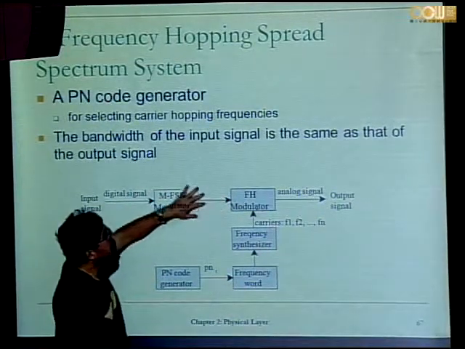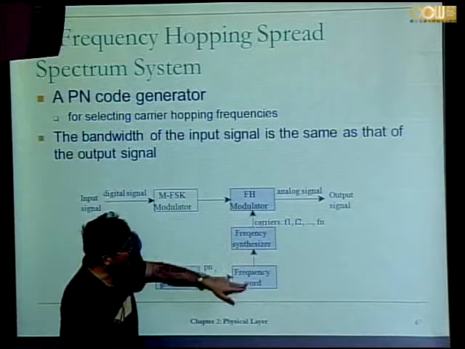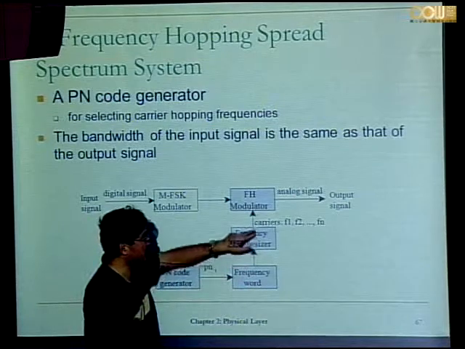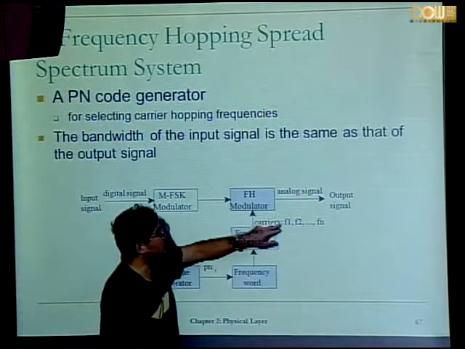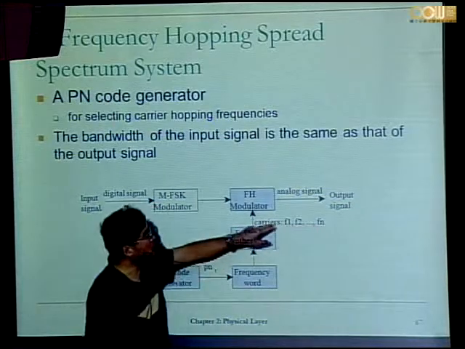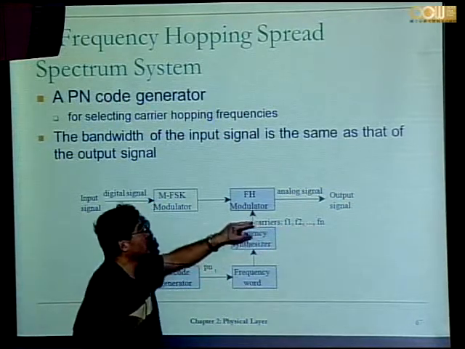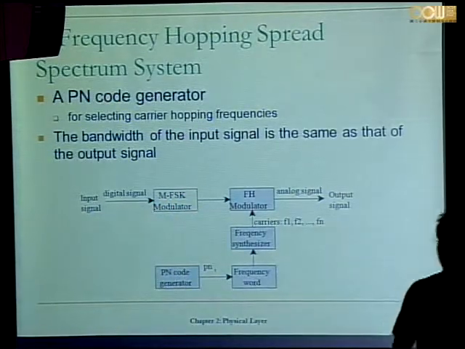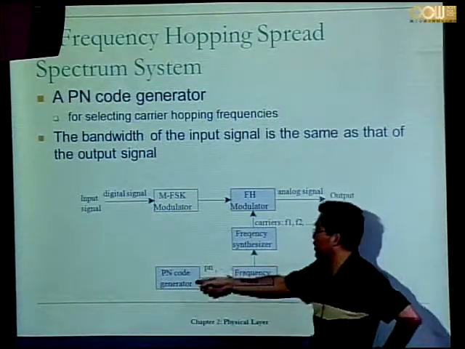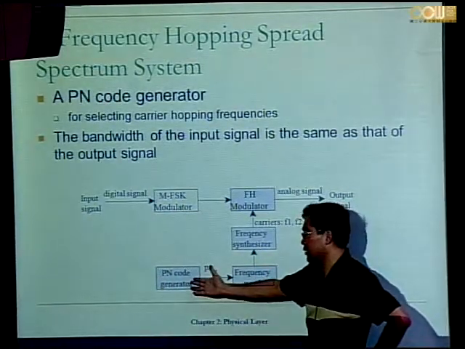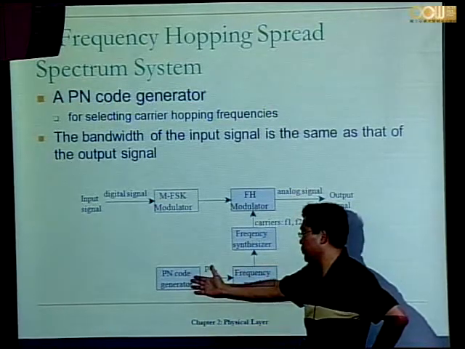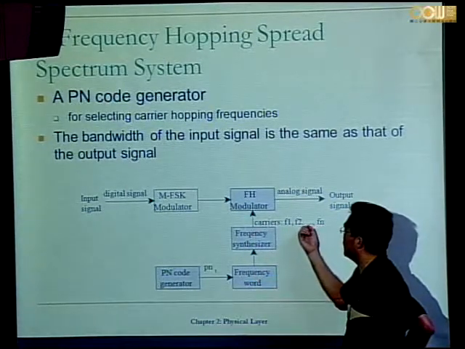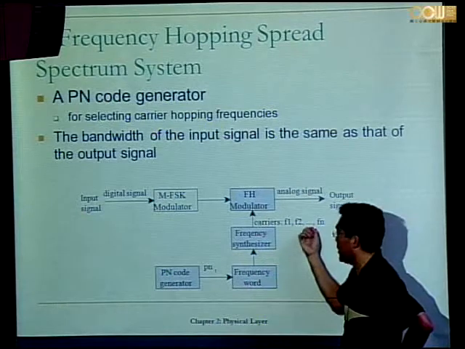However, there's a frequency synthesizer that tells you where you should transmit, which frequency or which carrier you should transmit your data signal on. So you'll be hopping. This sequence is generated with something like a random seed from a PN code. So the PN code will feed into this and then generate the sequence of frequency hopping.